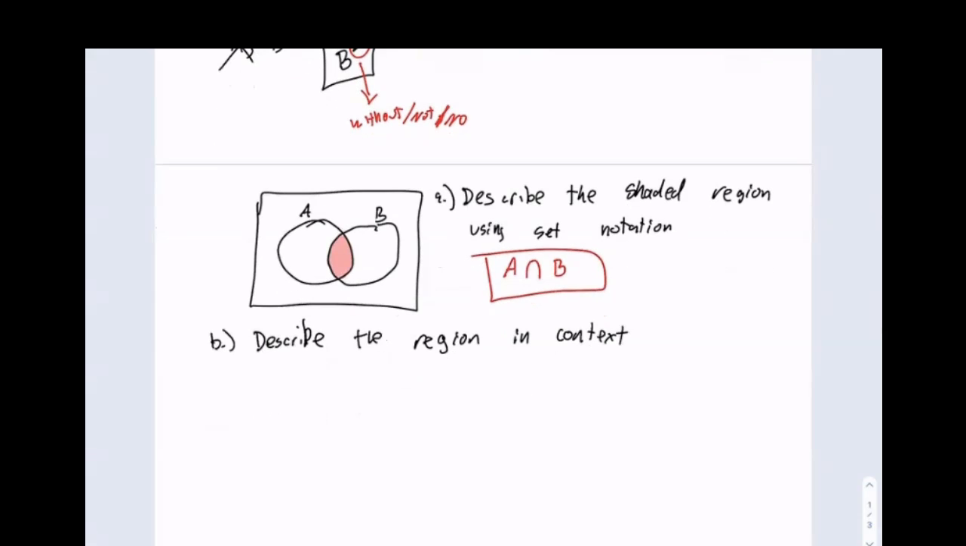And so now let's describe this region so that it's A and B, or with A and with B, however you want to think about it. So these are cars with what? Oh, sunroofs and air conditioning.